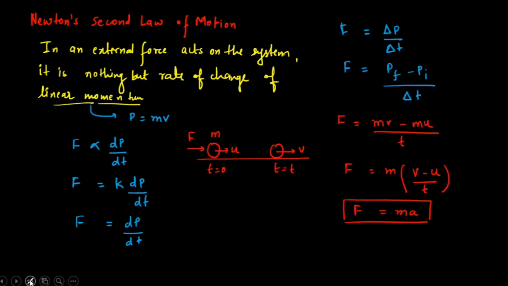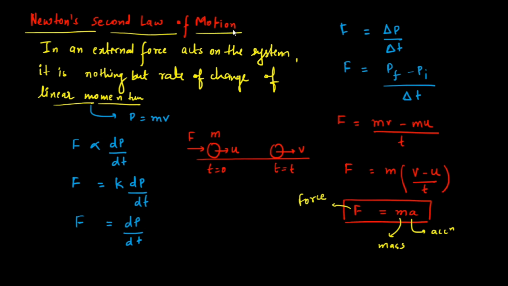So here a is nothing but the acceleration, m is nothing but the mass, and this is how we get the force. This relation of force we got from Newton's second law of motion, and this is how it can be explained. Now just remember this, this is the net force acting on the system. The force is something which is capable of changing the inertial state of the object.